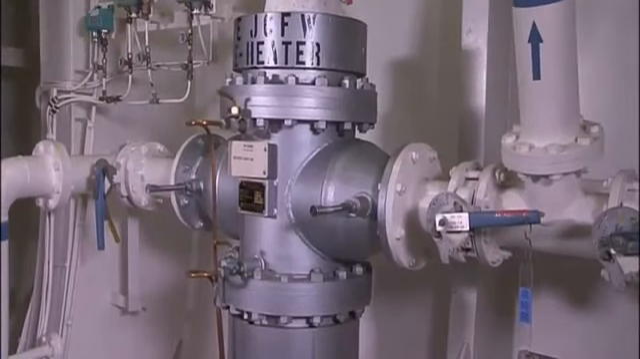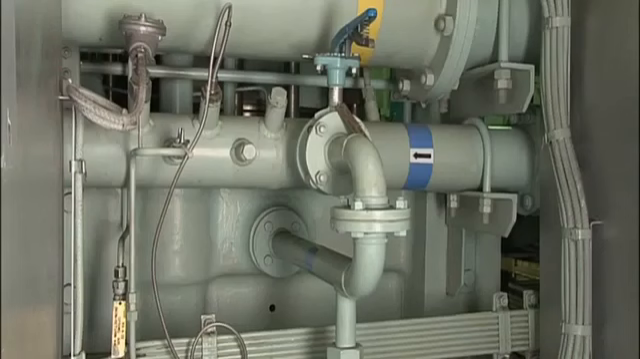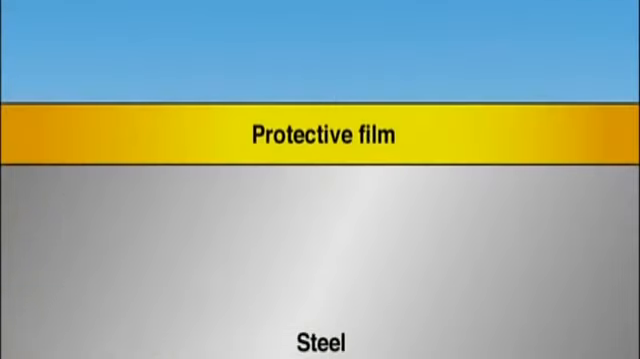Cast iron is used for marine engine cooling water systems because of its strength. However, iron corrodes when it comes into contact with water. A common method for preventing corrosion of metallic surfaces is to use coating or plating to form a protective film.